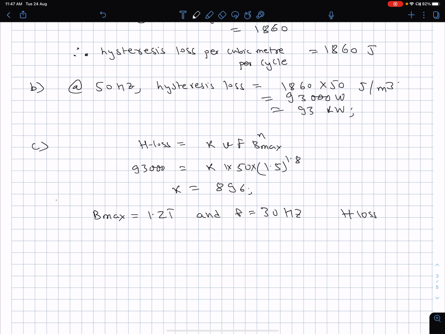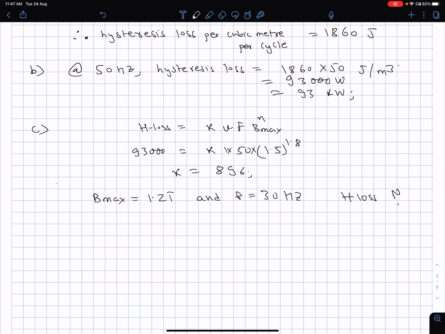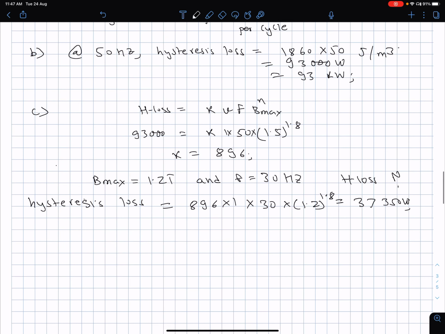What is the hysteresis loss? This is our question. Now we know K, so we can easily say that the hysteresis loss is going to be equal to the value of K, 896, into 1, into F, the frequency, which is 30, and Bmax is 1.2 to the power of 1.8, which is equal to 37,350 watts.